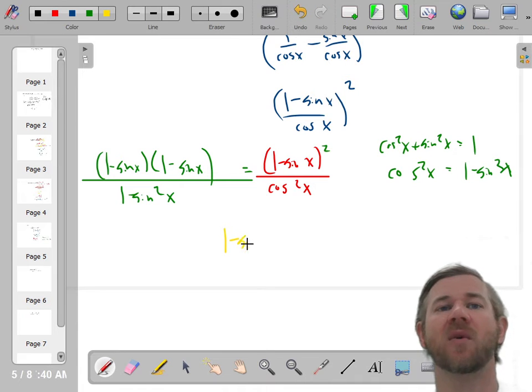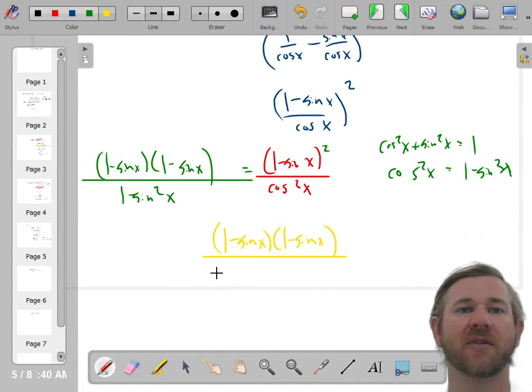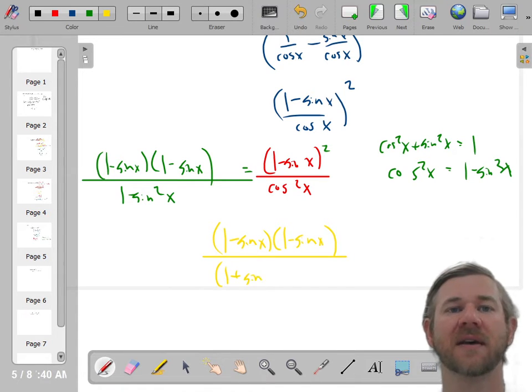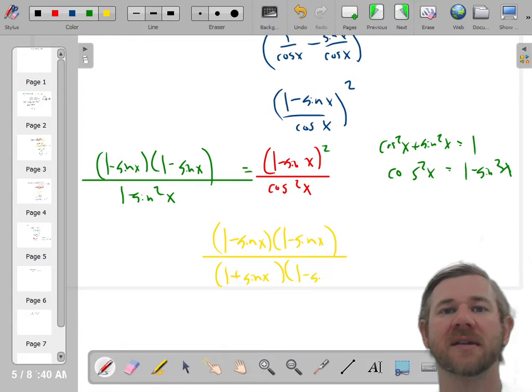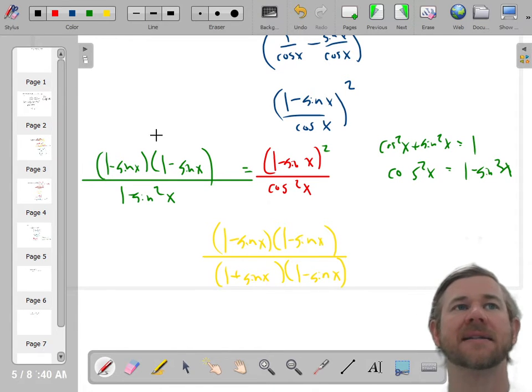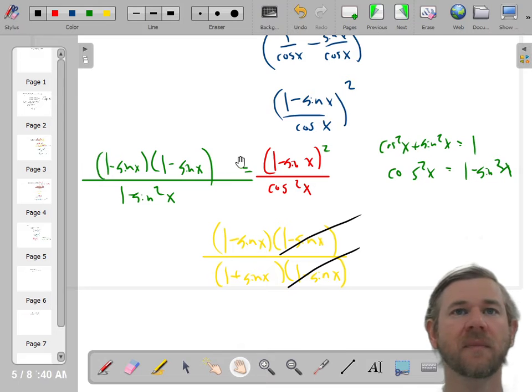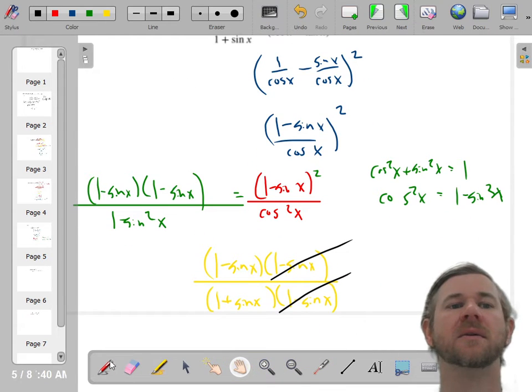So in the top, I have 1 minus sine x times 1 minus sine x. But in the bottom, I have this, which is what we factored earlier: 1 plus the sine of x, 1 minus the sine of x. So now, I can cancel out one of them. Am I done? Hey, I did it. Oh, cool. Okay, that's it.